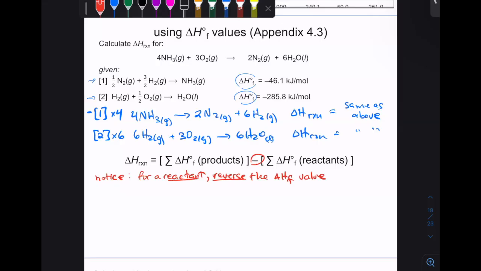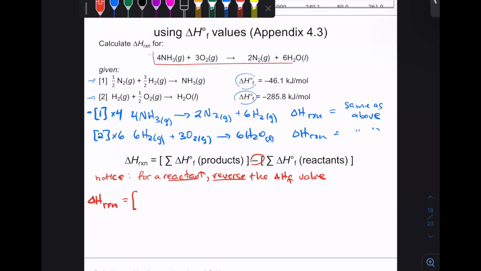So let me just lead you through it. If I wanted to calculate the same delta H of reaction using this equation, I would start with the products, because the products, that's already a positive value. Delta H of formation, by definition, is whatever it is we're making, that's a product. 1 mole of it. Well, the delta H of formation is for 1 mole of it. How many moles of N2 do we have? We have 2 moles of N2 in our balanced equation.